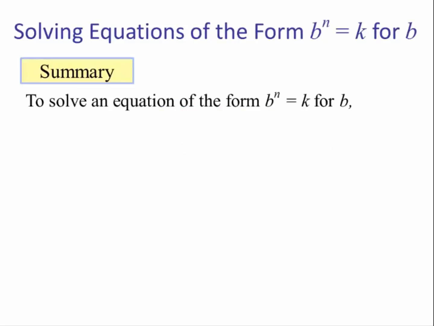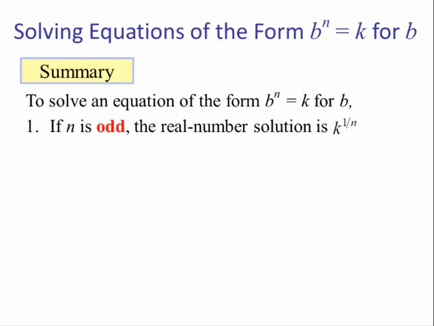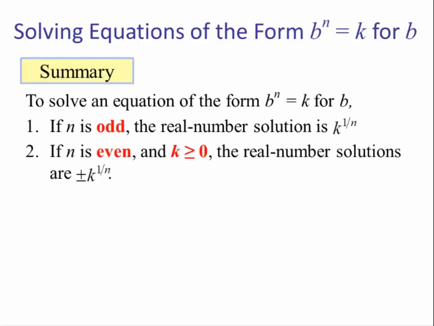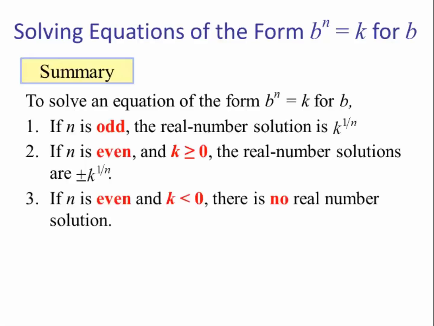Summary: to solve an equation of the form b raised to the n power equals k for b: number 1, if n is odd, the real number solution is k raised to the 1/nth power. Number 2, if n is even and k is greater than or equal to 0, the real number solutions are plus or minus k to the 1/n power. Number 3, if n is even and k is less than 0, that means a negative number, there is no real solution.